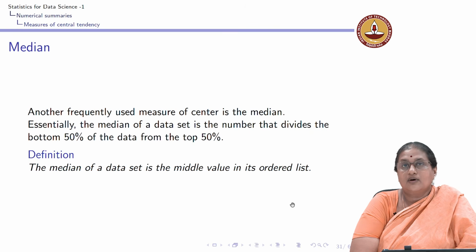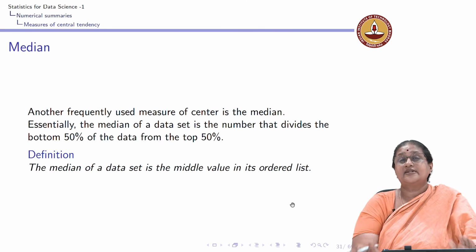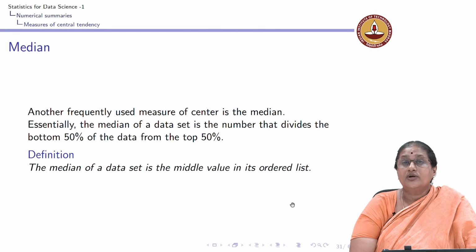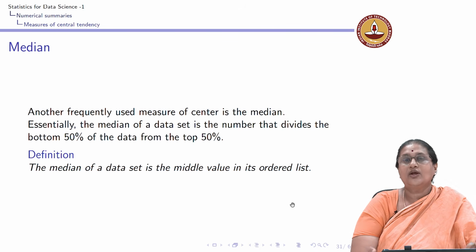Another popularly or frequently used measure is what we refer to as the median. Essentially, the median of a data set is the number that divides the data set into a bottom 50% and a top 50%. The minute we say top 50% and bottom 50%, we quickly realize that we are talking about an ordered data set. So, I formally define the median of a data set as the middle value in the ordered list.